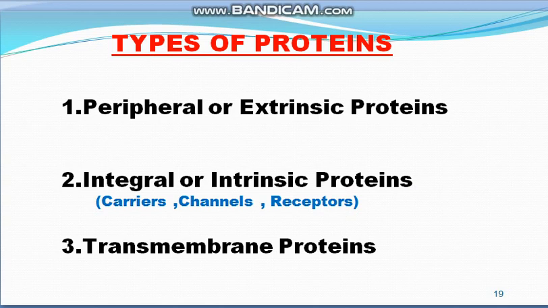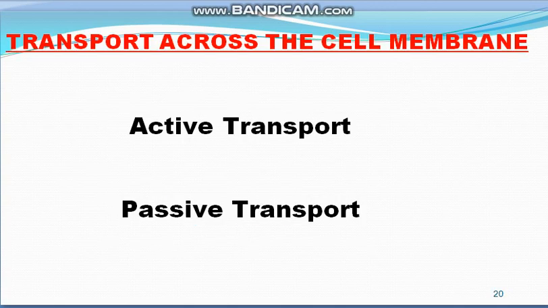Another, third type of protein is known as the transmembrane protein, and these proteins form the major component of proteins in the cell membrane which float on or in the bilipid layer, and these are the glycoproteins. So these are the three types of proteins which are present in the cell membrane, which form the structure of the cell membrane. Next comes the transport across the cell membrane, how molecules are transported across the cell membrane from inside the cell to outside the cell.